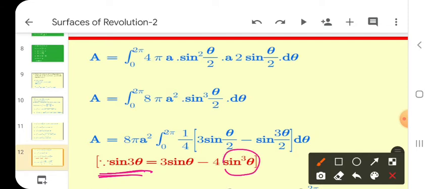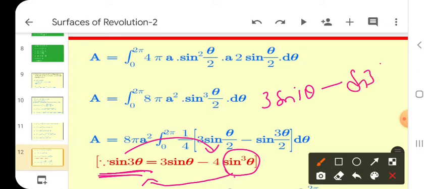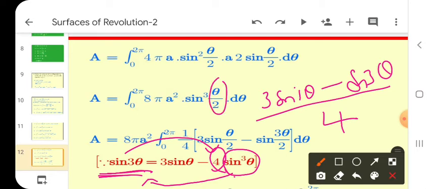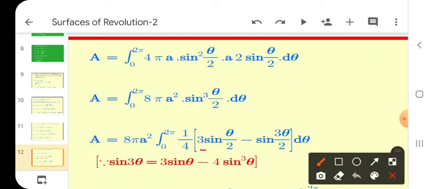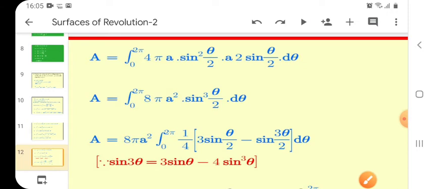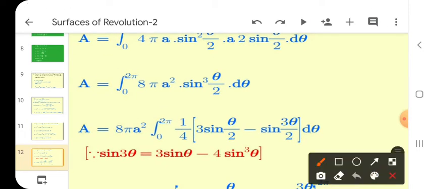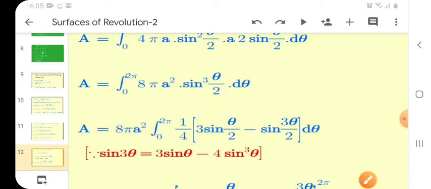Here, what is the value of sin cube? I take this one to the LHS and this to the RHS. So we get sin cube theta equals 3 sin theta minus sin 3 theta, all divided by 4. Here also I write the same, but in place of theta we have theta by 2. So I write 3 sin theta by 2 minus sin 3 theta by 2, all by 4, that means into 1 by 4. From the sin 3 theta formula I write like this. Here I cancel 4 and 2, so the remaining number is 2 pi a square.